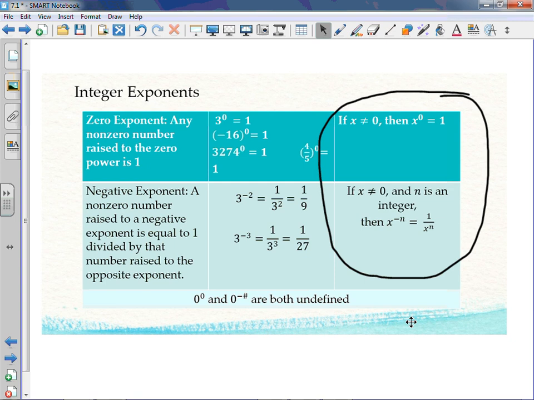Secondly, you do not know this, I don't think. If x is not 0 and n is an integer, which means it isn't a negative, it isn't a fraction, then x to the negative n exponent, you flip it to the bottom.